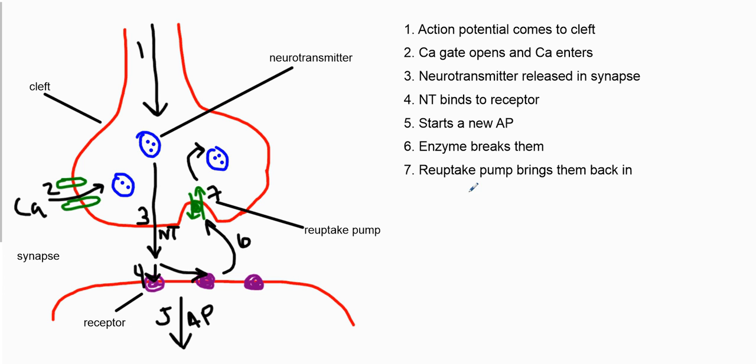So that's my quick little outline, and next time what I'm going to tell you is the various ways that we can change this situation, right? And we'll also talk about what types of neurotransmitters we could have.